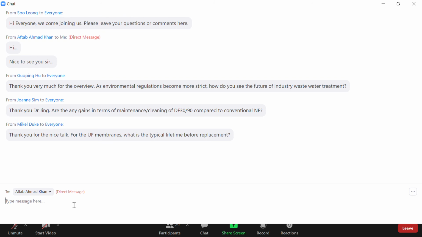So for the ultrafiltration membranes, that will depend on a different material. For our ultrafiltration membranes, normally the lifetime is 5 to 8 years for the replacement.